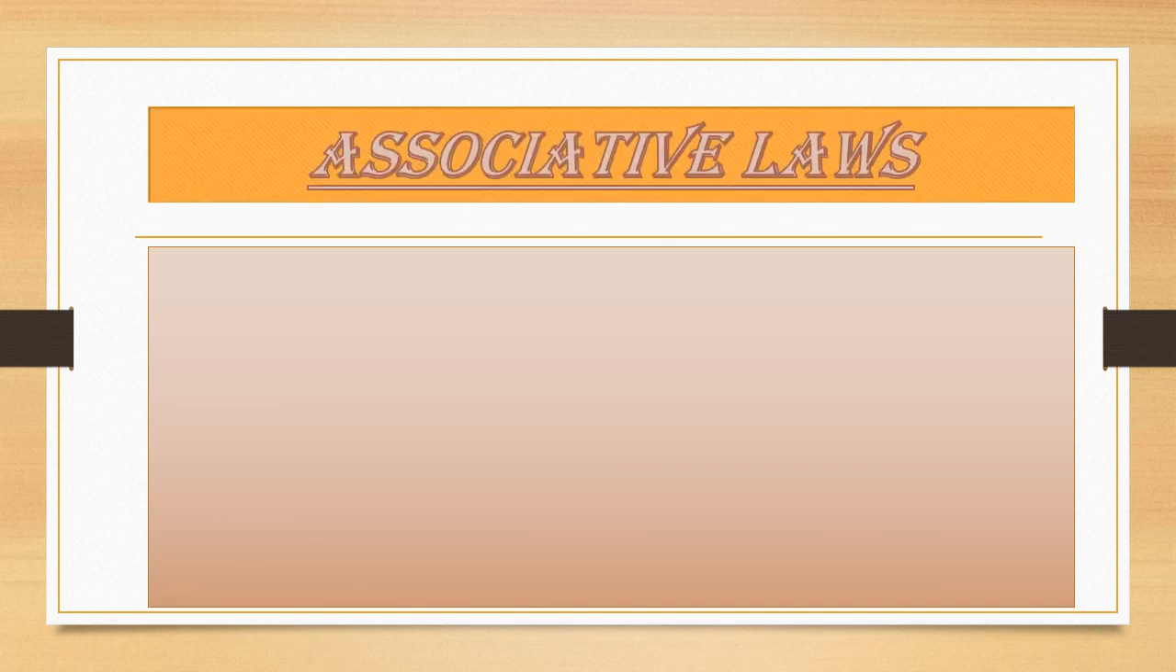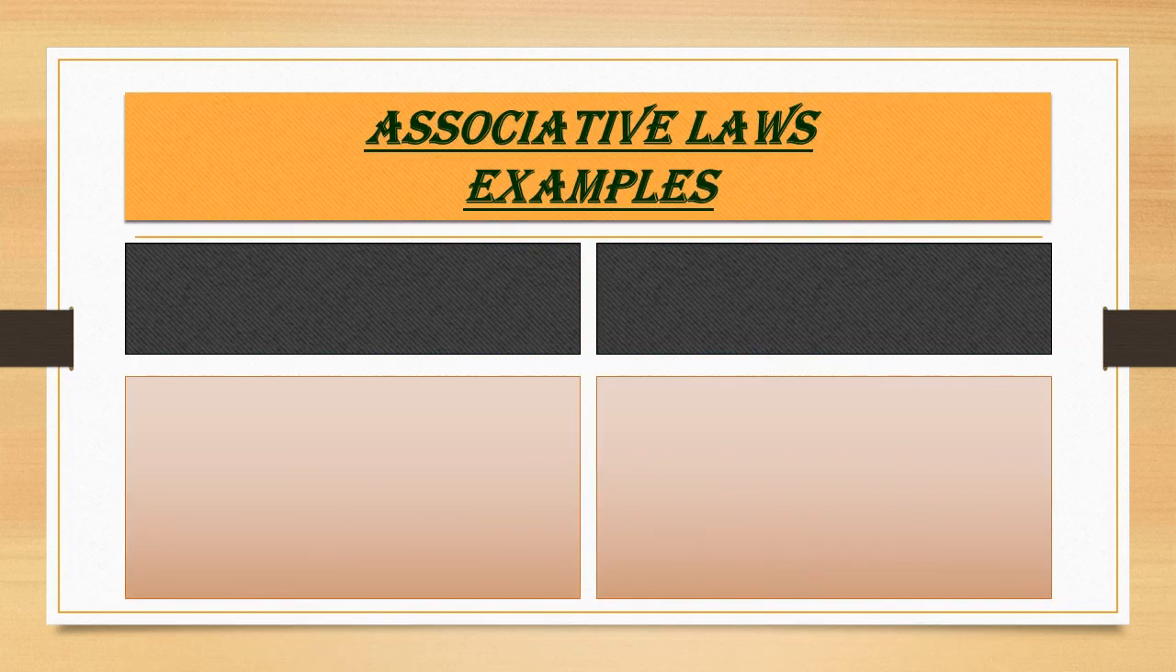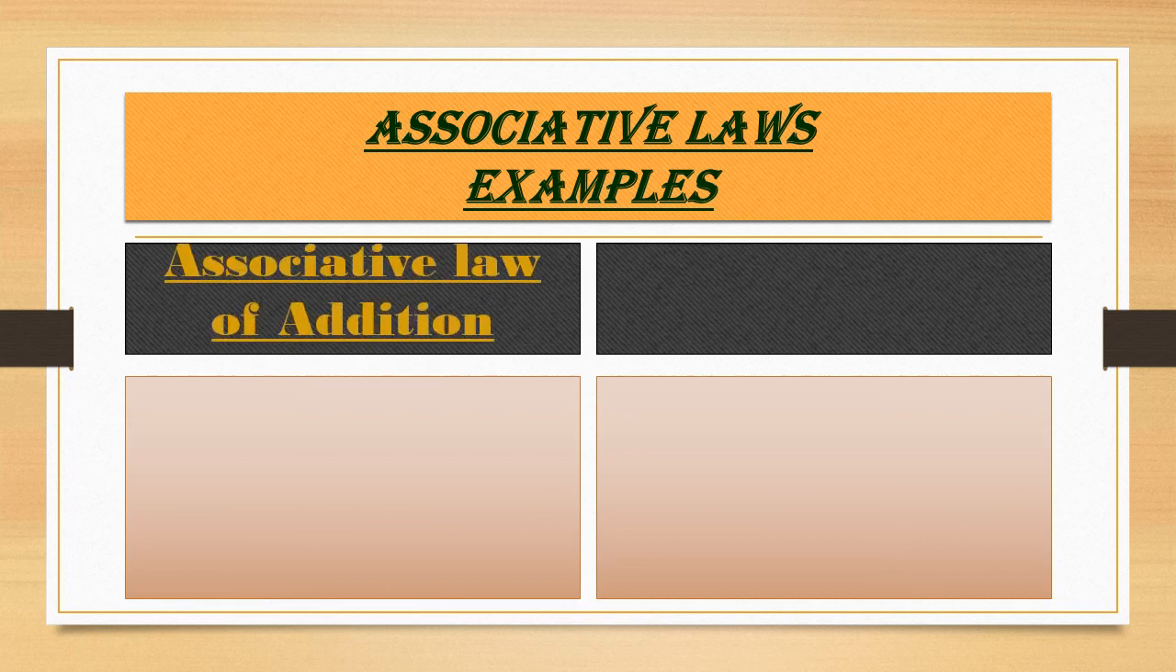According to the associative law of numbers over addition and multiplication, when we add or multiply numbers by grouping them differently, the result will be the same. Now look at the examples of the associative law of addition and multiplication. Here we have the associative law of addition.